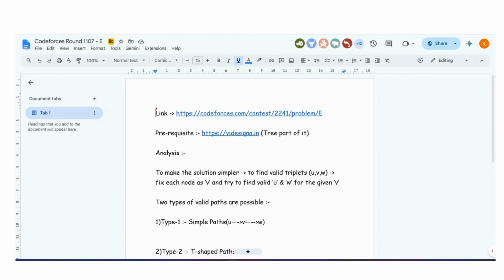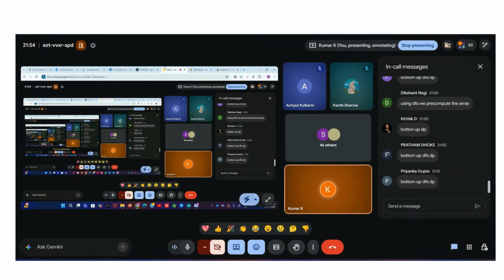Okay? Now, react with emojis if you have understood what is happening. And if you are my student, you must be knowing how the bottom of DFS DP code works.